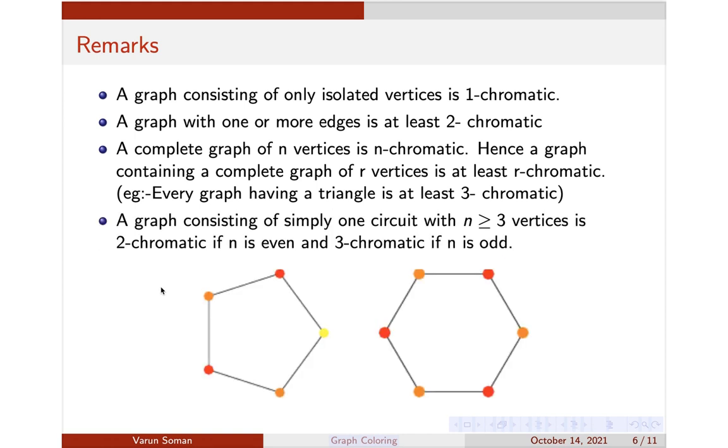So, one simple idea. The circuit example we have also discussed. If it contains an odd circuit, you require 3 colors. If it contains an even circuit, you require only 2 colors.